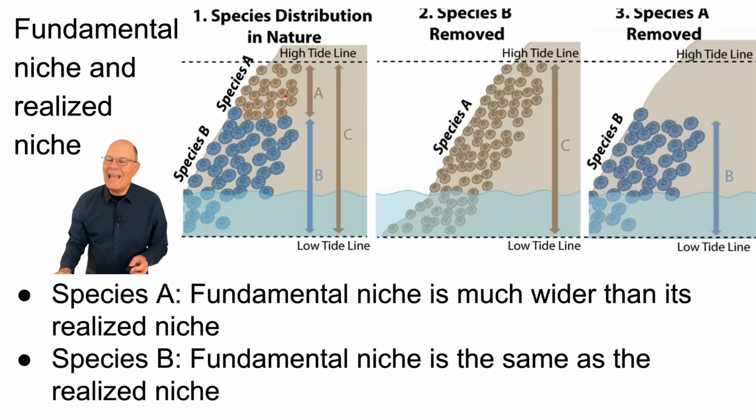Because when species A is removed, species B is incapable of expanding into this zone over here, closer to the high tide line. Species B can outcompete species A, but it can't live in the area where species A is predominant. That's the difference between a fundamental niche and a realized niche.